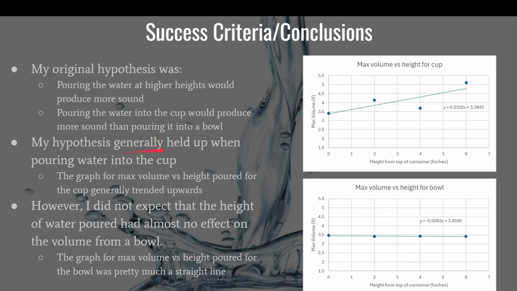And so my hypothesis did generally hold up when pouring water into the cup. As you can see, there's a general positive correlation between height from the top of the container and max volume. But I did not expect that the height of the water poured had pretty much no effect on the volume for the bowl. As you can see here, the graph is pretty much straight. Pretty much no correlation between the two variables here.